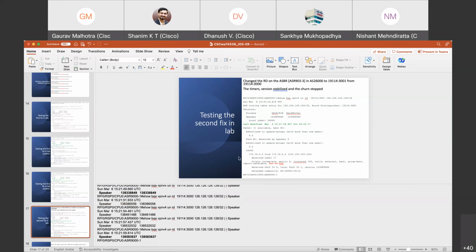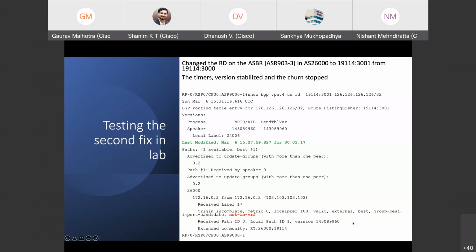So at that point, I again changed the RD. The RD that I was receiving, basically the RD that was being sent from the external AS simulated by the ASR 903-3 device, I changed on that device from 19114:3002 to 3001. Once I did that, the observation is the same.